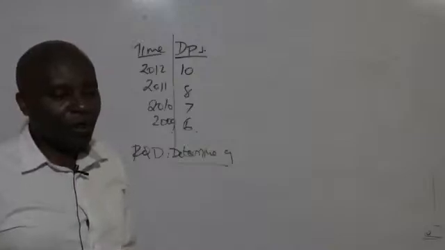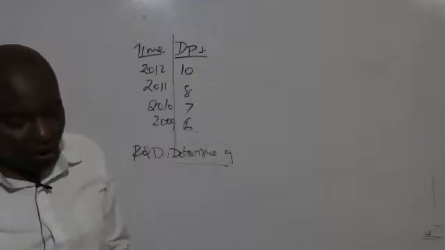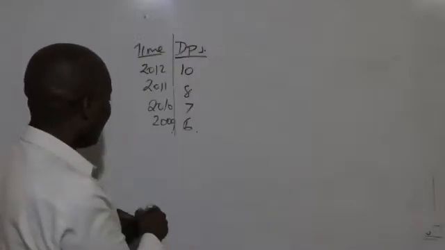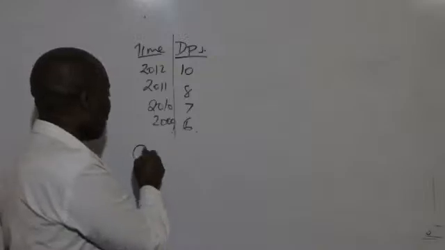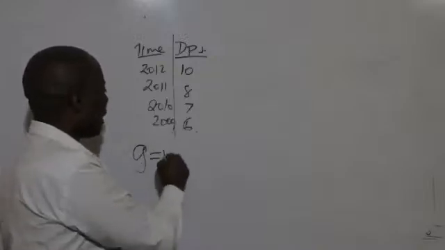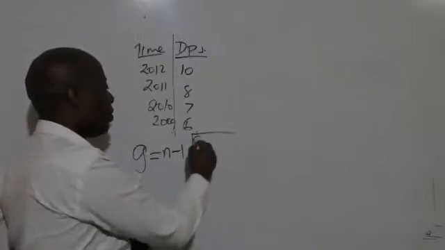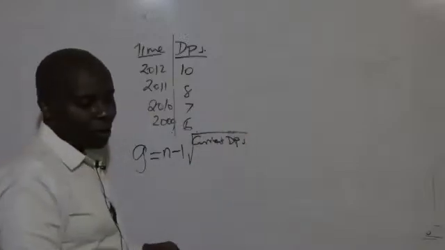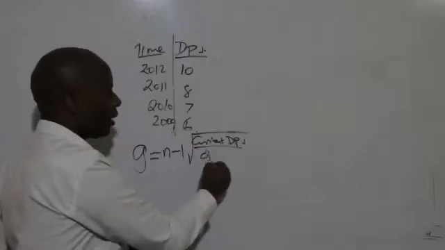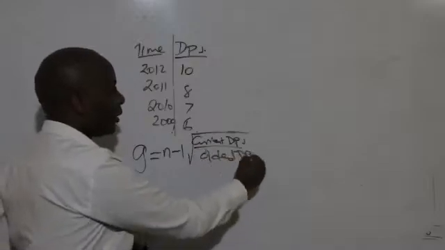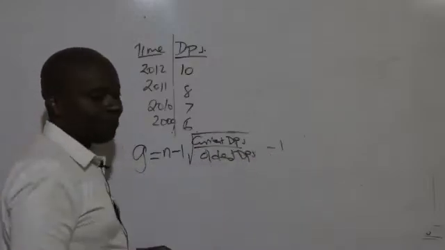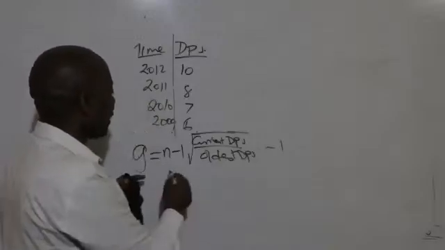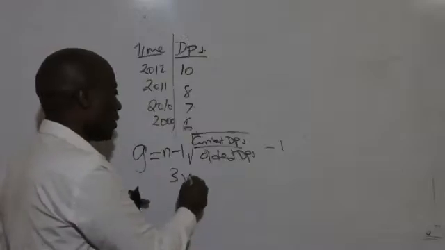Very good, so 18.6 is what you're getting. 18.6 is what they're getting, because they have remembered the formula very well, that our G should be equal to n minus 1 root of the current dividends per share, all over the oldest dividends per share, minus 1. So n, the number of years, is 4. So 4 minus 1 gives me the cube root, the third root.